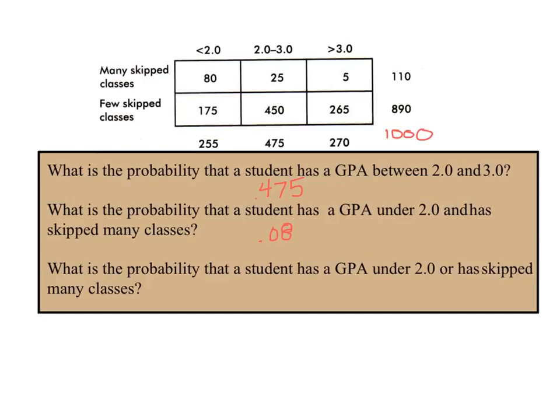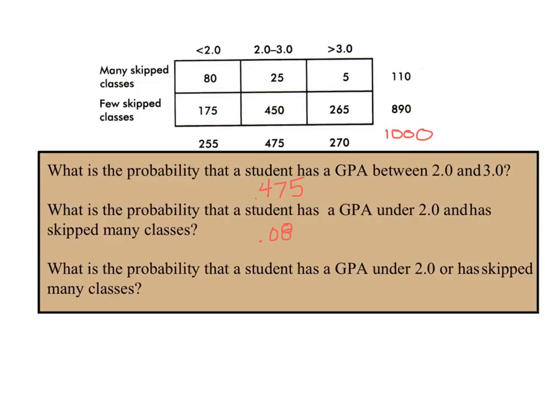What's the probability that a student has a GPA under 2 or has skipped many classes? Well, let's look up here. So GPA under 2 is right here. Skip many classes is here. So it's tempting to say, well, it's 110 plus 255. The problem, of course, is we've counted these 80 people twice.